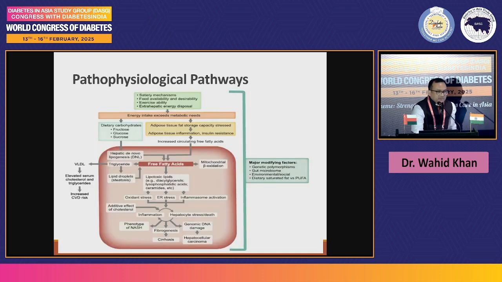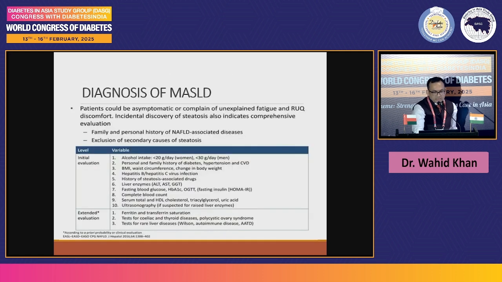When there is an energy intake which exceeds our metabolic needs, the excess carbohydrates change in the liver into free fatty acids. Similarly, when the adipose tissue limit is crossed over due to excess intake, these free fatty acids release some lipotoxic lipids like diacylglycerols, causing some oxidative stress, inflammation, and further progression into fibrogenesis and cirrhosis of the liver.